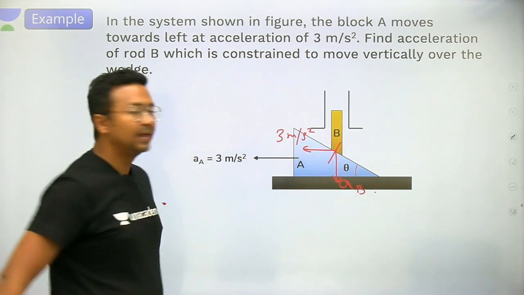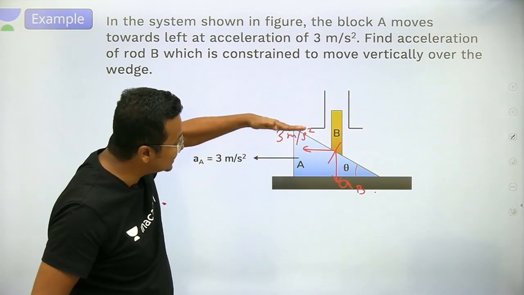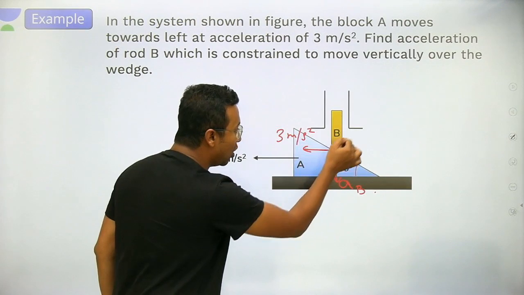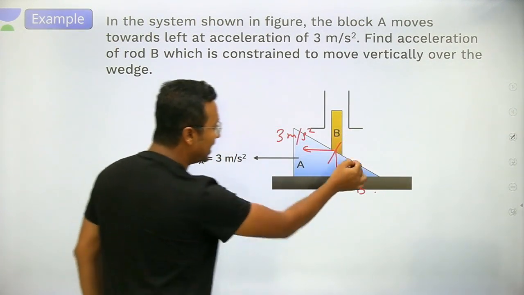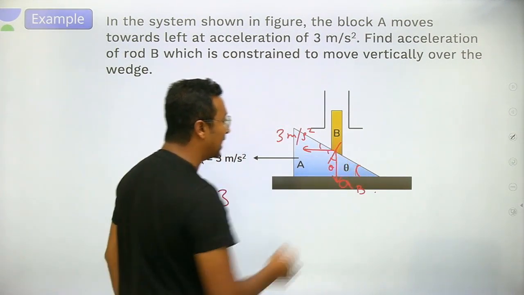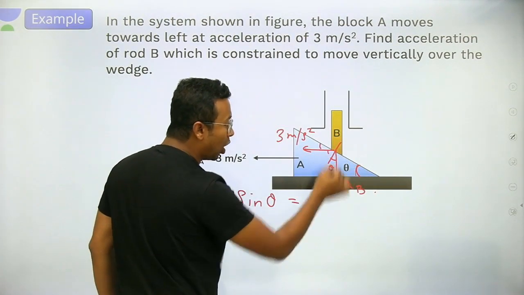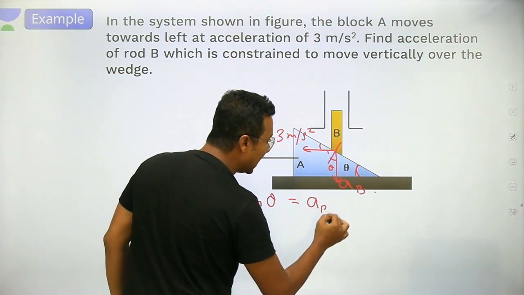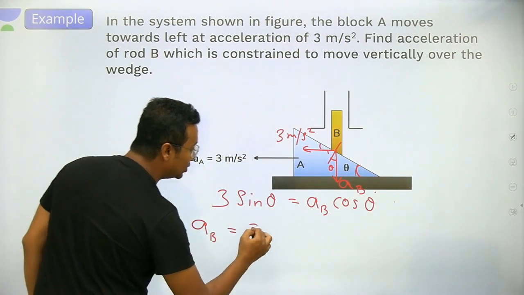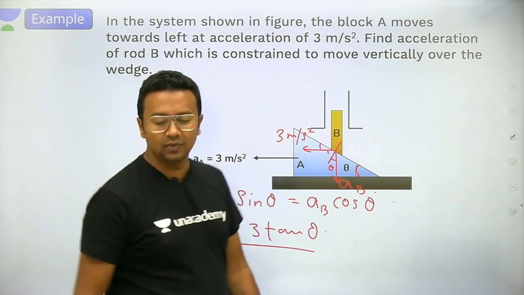Acceleration of block B. Then the concept, which you must remember, is that the component of this acceleration along the common normal is the same. So what will be the component of 3 along this common normal? If this is theta angle, this will be theta, this will be 90 minus theta, this will be equal to theta. So 3 sine theta will be equal to, what will be the component of AB along the common normal? AB cos theta. Simple idea. So AB will be equal to 3 tan theta. Now you put down the value of your theta, and you will get your answer.